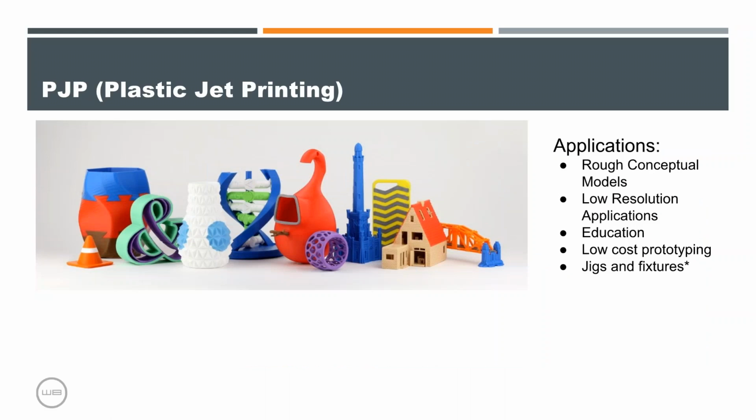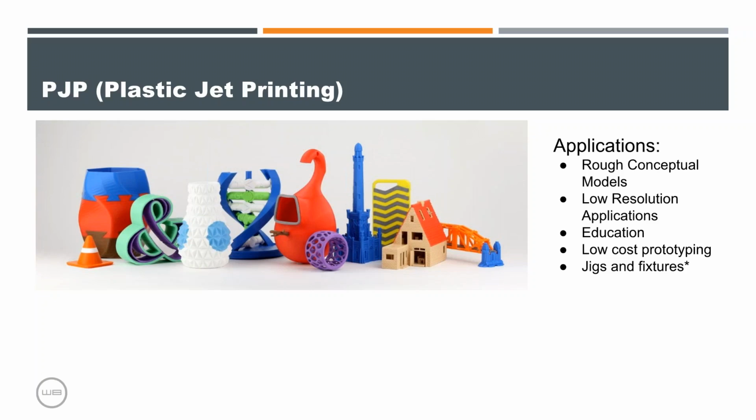Okay, so let's get into our first technology here, right? So first one is plastic jet printing. This is more commonly known as fused deposition modeling. This type of technology, the applications in general form is rough conceptual models, low resolution applications. We've seen this be extremely successful in education applications. They produce low-cost prototypes, and you can also produce jigs and fixtures.